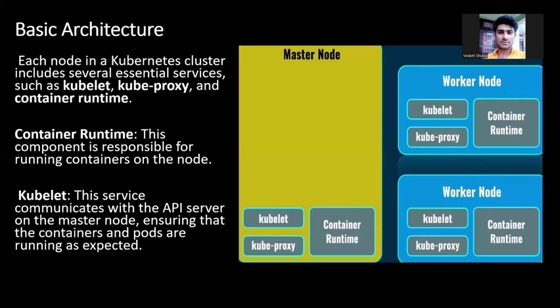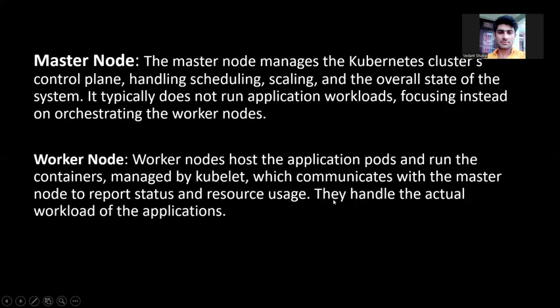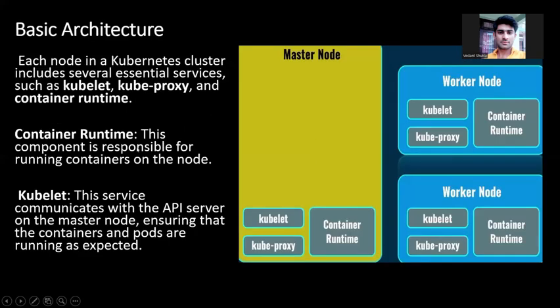This service communicates with the API server on the master node, ensuring that the containers and pods are running as expected. So it ensures that containers and pods are running exactly right, and it communicates with the master node to report status and resource usage. So kubelet gives a response to the master node about the status of the containers and pods and their resource usage. Okay, is it working or not working, and inside the master node it gives it to the API server.